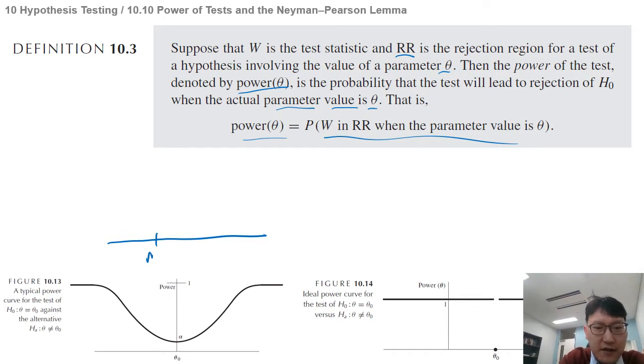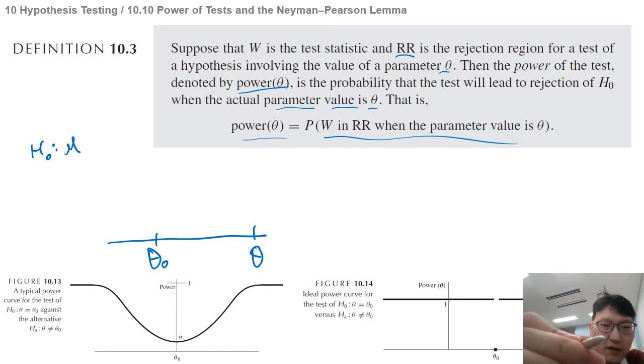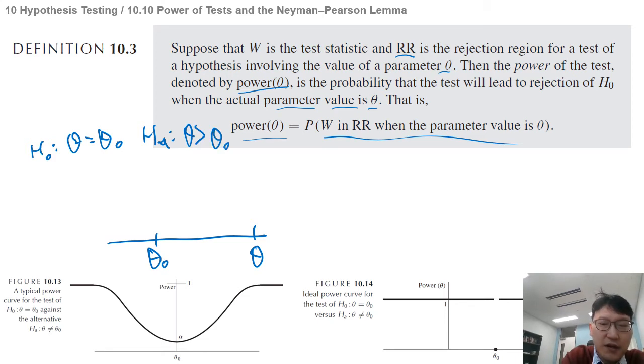So let's say this is mu 0, this is theta 0, and this is the true parameter theta. Let's assume that the null hypothesis H0 is theta equals theta 0, and let's say our alternative hypothesis is theta is greater than theta 0. Under the null, the distribution is like this, and the rejection region would be this area.